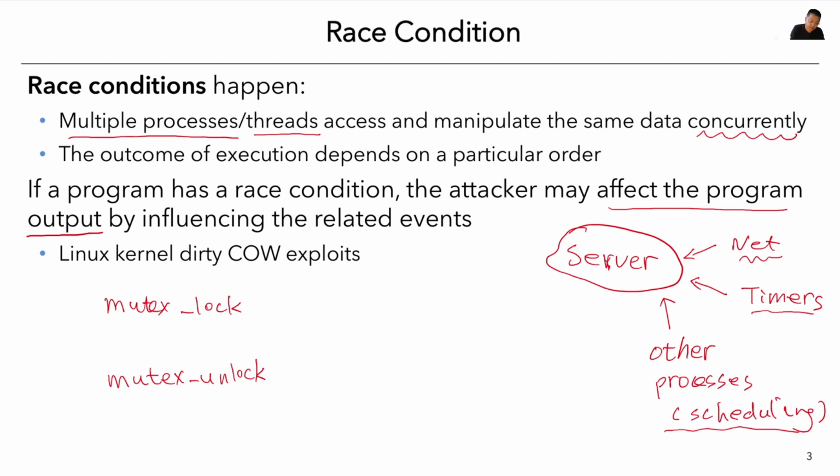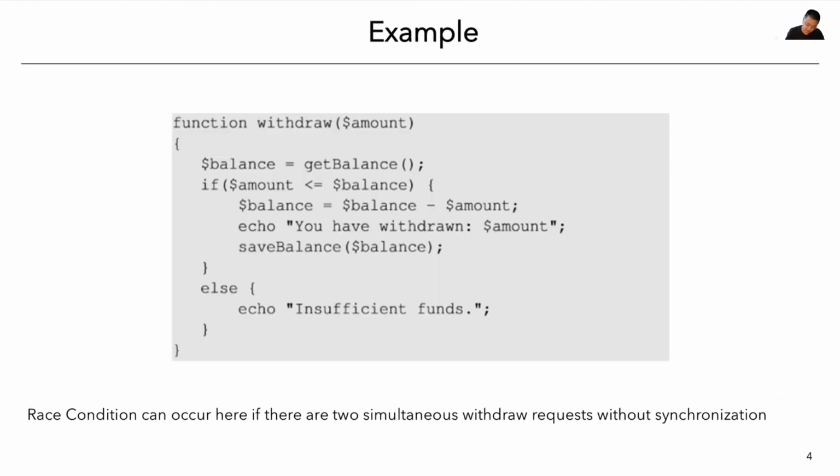Here we have an example: the Linux kernel Dirty COW exploit. This is not the cow that makes milk, but instead the short name for copy on write. We're going to talk about this in more detail later.